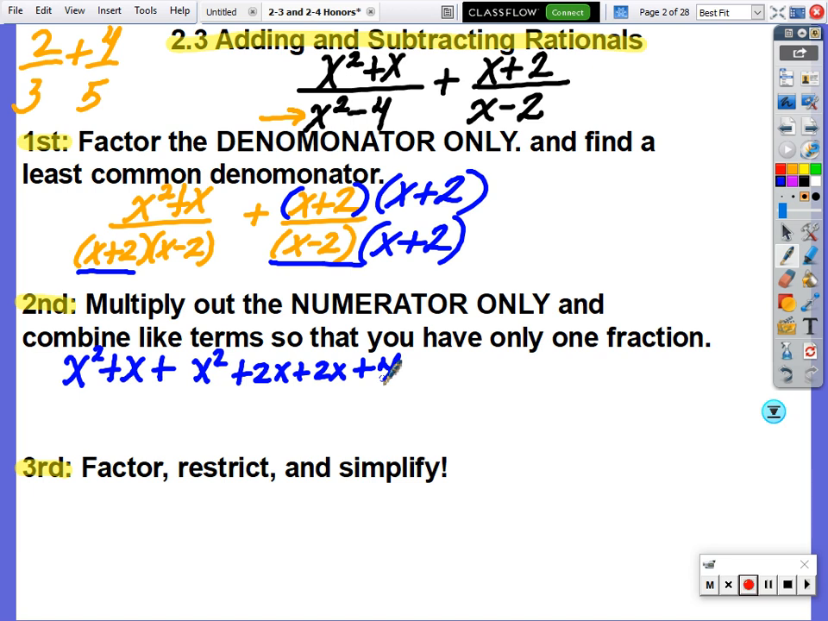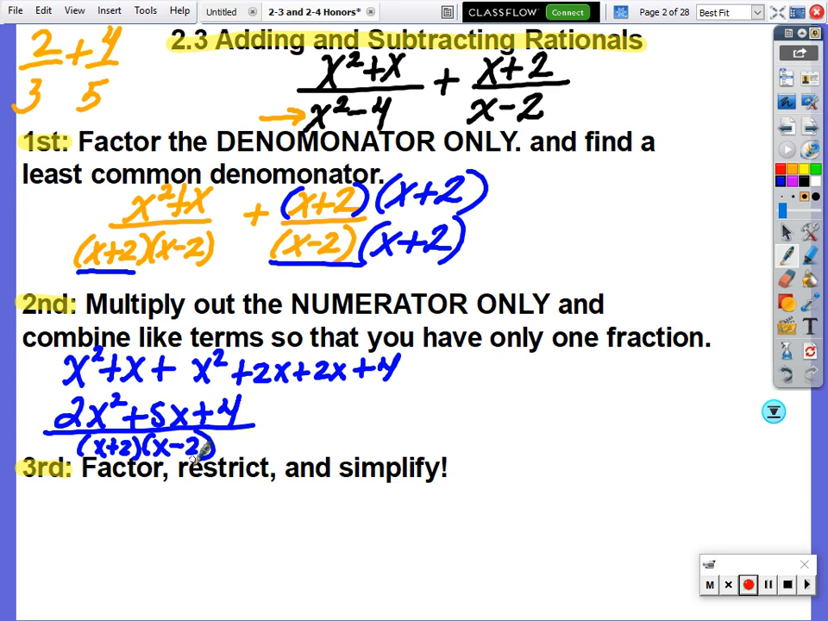Because I have a common denominator, I can add up my numerator. So now I have 2x squared, don't I? Then I have plus 5x plus 4. Okay, so that's our numerator, and that was all over. Now that I've combined like terms, I will put back on my denominator, but not until I've combined all like terms. So that was all over x plus 2 and x minus 2.